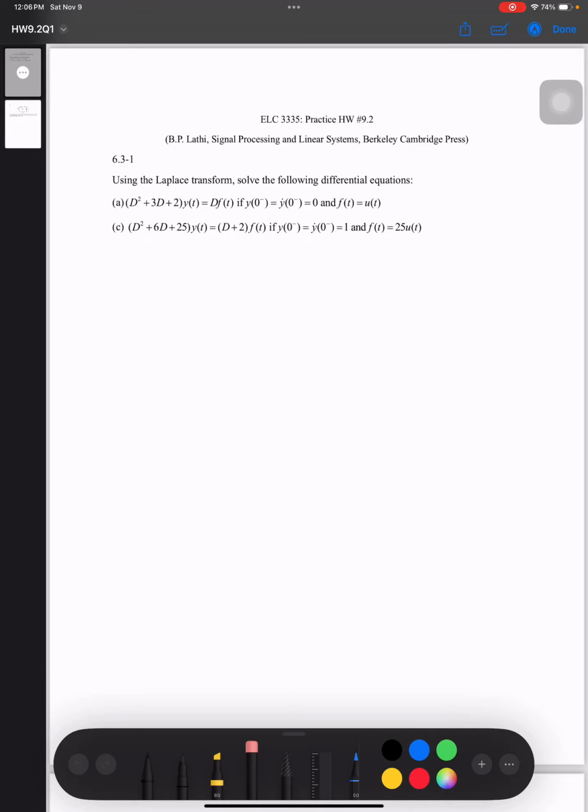Practice homework 9.2, question 1. Using the Laplace transform, solve the following differential equations.